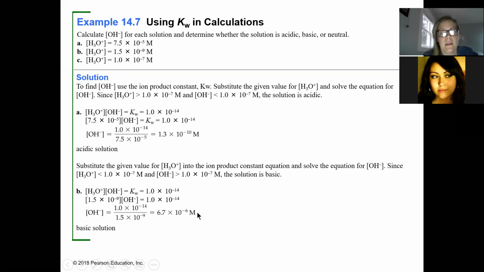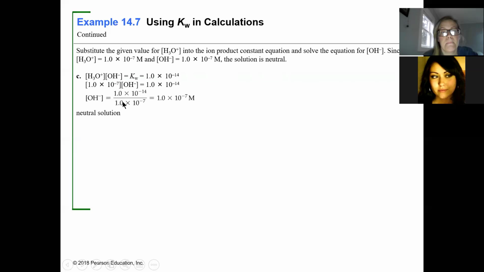So looking at this value versus your H3O plus value, which was this thing here, this is a bigger number than this. So in this case, the basic material wins out. The last one, we got an H3O plus concentration of 1.0 times 10 to the negative 7th, and we got an OH concentration of 1.0 times 10 to the negative 7th. So these two things equal each other. When they equal each other, this is a neutral solution.